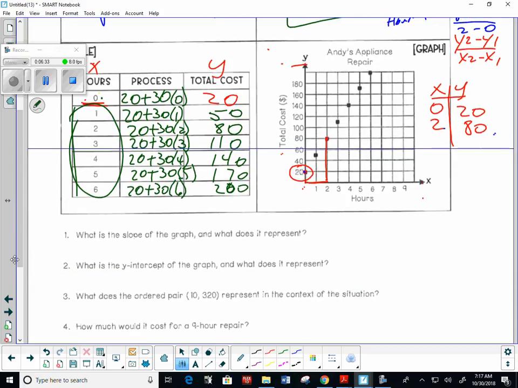So what is the slope of the graph? I'm going to let you guys finish the rest of this. This is a paper that we need to turn in today, so let's think hard.